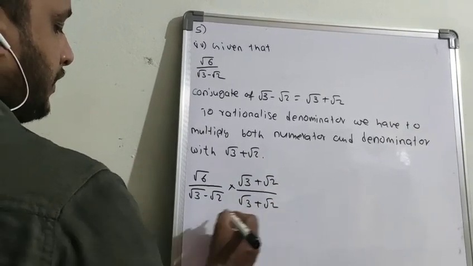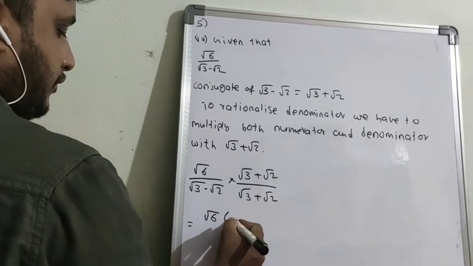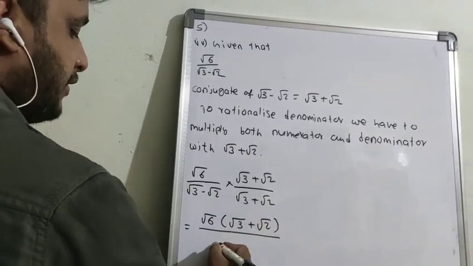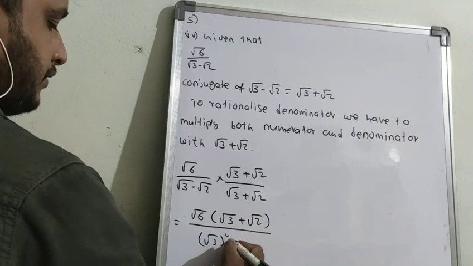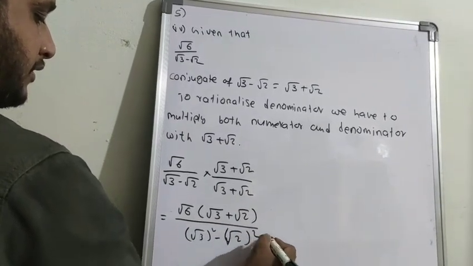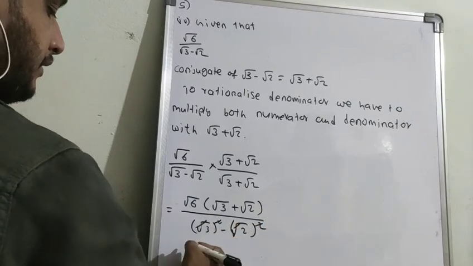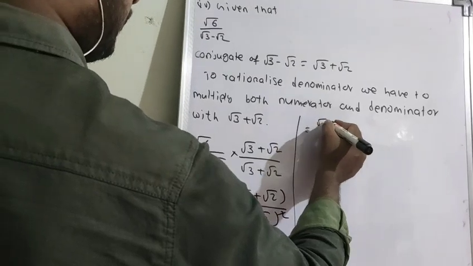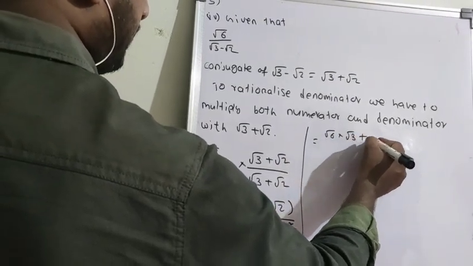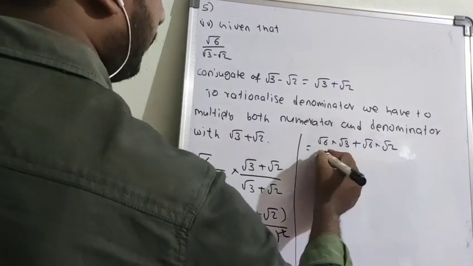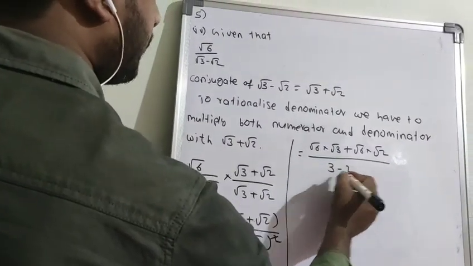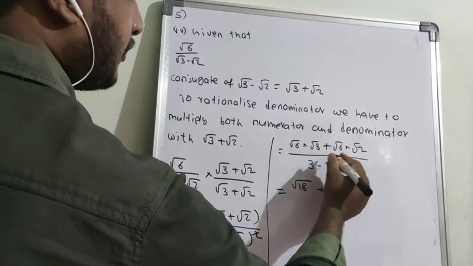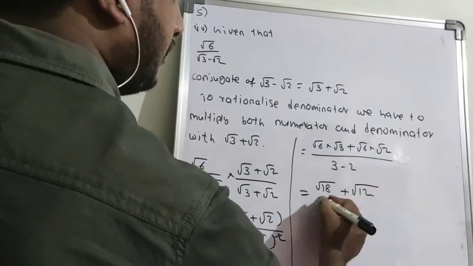And from this, you can write root 6 into root 3 plus root 2 by a minus b into a plus b, which you can write as a square minus b square. The square root gets cancelled. So from this, you can write root 6 into root 3 plus root 6 into root 2 by 3 minus 2. Root 6 into root 3 is root 18, plus root 6 into root 2 is root 12, by 1.